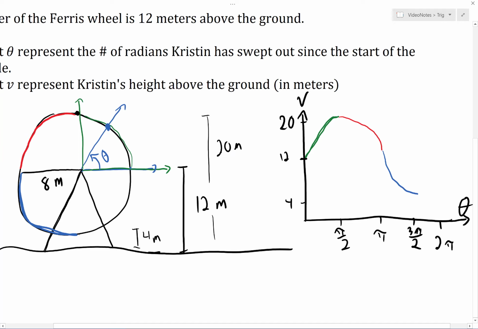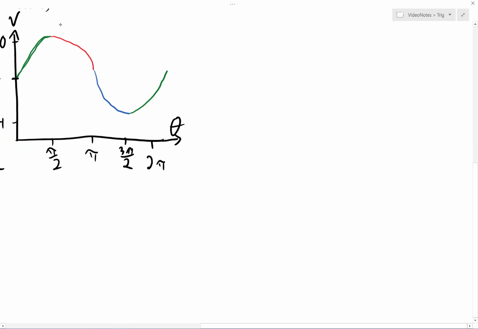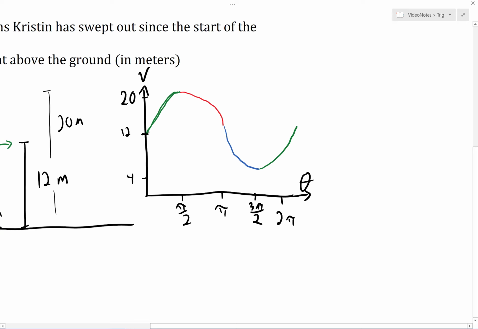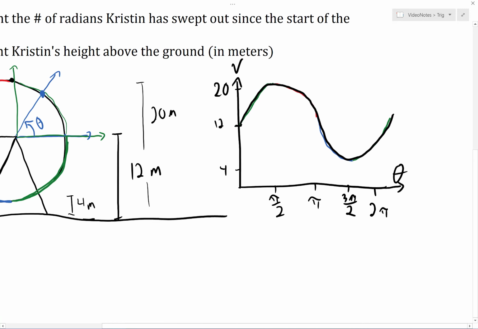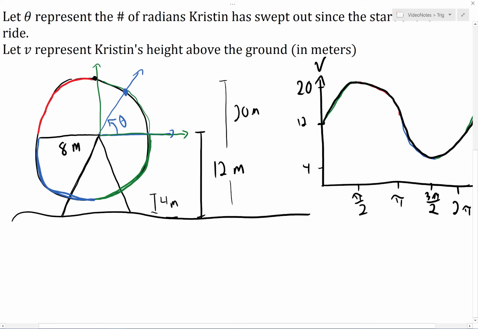And then, as theta increases from 3 pi over 2 back to 2 pi, Kristen's height above the ground starts at 4 meters and then increases back up to 12 meters. So on the graph, that would look something like this. If we fill this in, we'll just do one color, the graph of v in terms of theta looks something like this. And this matches up with our thinking of how v and theta vary together within our diagram.